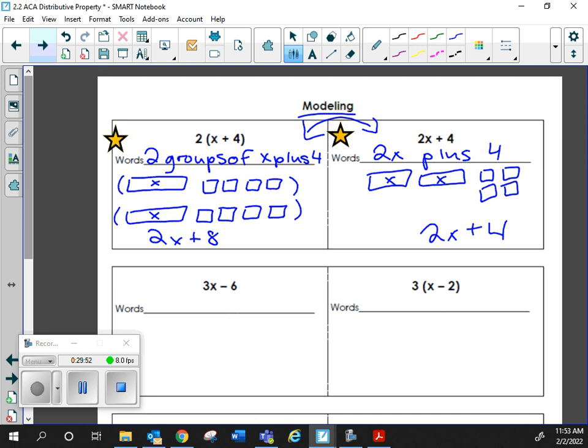Very good. Okay? These are not equivalent. The reason he said is because those models don't match, and that's completely correct. Okay? A very big thing.